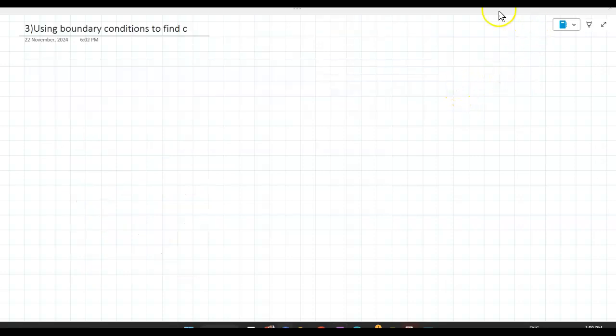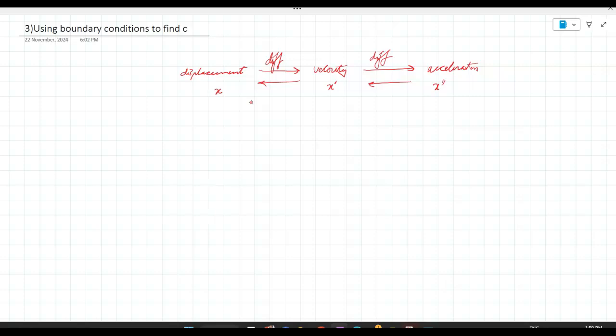Now suppose I give you kinematics. You have your displacement. What is velocity? Rate of change of displacement, the derivative. If my displacement is x, my velocity will be x dash or dx by dt. The double derivative is acceleration, the rate of change of velocity. So this will be a second order derivative. If you are going from displacement to velocity to acceleration, you have to differentiate. But if you have to reverse the process, you integrate.